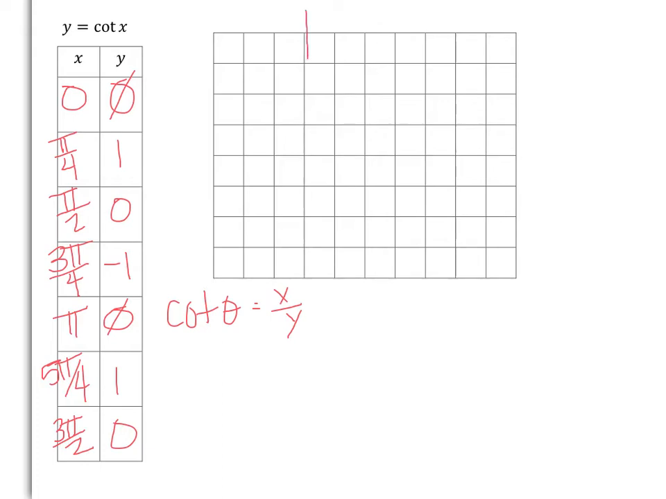So, same thing, let's draw some axes. We're going to label the tick marks in quarter pi's, and start plotting our points. At 0 it was undefined, so we're going to put in an asymptote. At pi over 4, we were at 1. Half pi, 0. 3/4 pi, negative 1. And at pi, I've got another asymptote. And repeat.